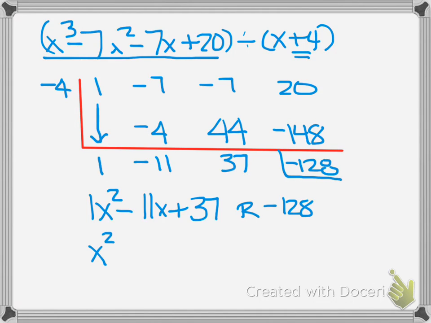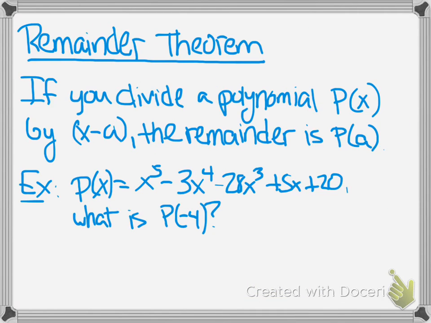Some people will have you write the answer out this way. X squared minus 11x plus 37 minus 128 back over our divisor of x plus 4. And that's how we do synthetic division. Now, one of the reasons why we like to use synthetic division is because of this thing known as the remainder theorem. If you divide a polynomial by x minus a, the remainder is p of a.